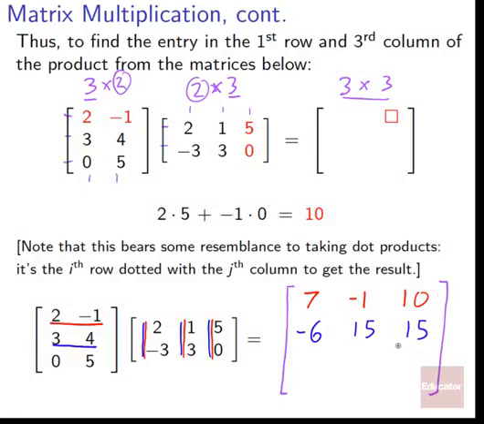totals to 15. Last one, final color, 0, 5 on 2, negative 3, so 2, negative 3, 0 times 2, 0, 5 times negative 3, negative 15, 0 times 1, 0, 5 times 3, positive 15, and 0 times 5, 0, 5 times 0, 0, 0. And that's our final result.